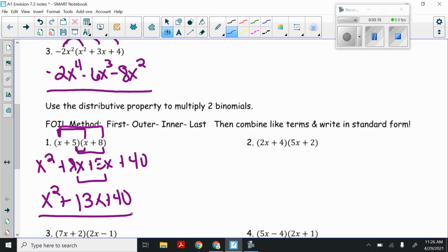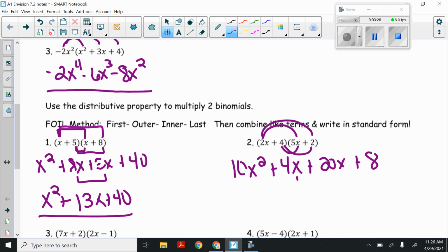So number 2, 2x plus 4 times 5x plus 2. So do 2x times 5x to get 10x squared. 2x times 2 to get plus 4x. The inner, 4 times 5x, plus 20x. And the last, 4 times 2 gets me plus 8. Combine our like terms. So I have 10x squared plus 24x plus 8. There's our answer.